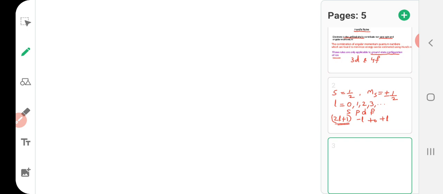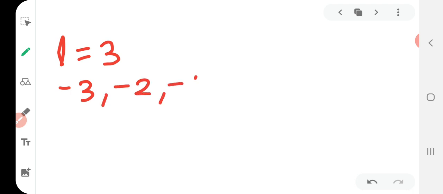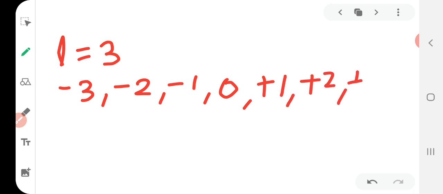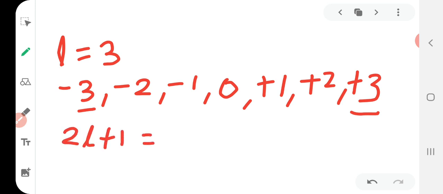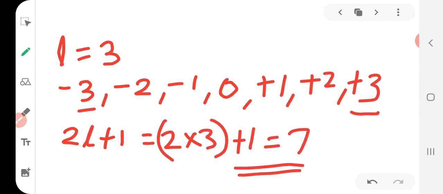So what will be these 2L plus 1 values? Suppose if L is equal to 3, the 2L plus 1 values will be from minus 3, that is minus 3, minus 2, minus 1, 0 is also included, 0, plus 1, plus 2, plus 3. That is L will be having values from minus 3 to plus 3, including 0. So how many values of L? Here you can see 7 values. The 7 comes from 2L plus 1, that is 2 into 3 plus 1 is equal to 7.